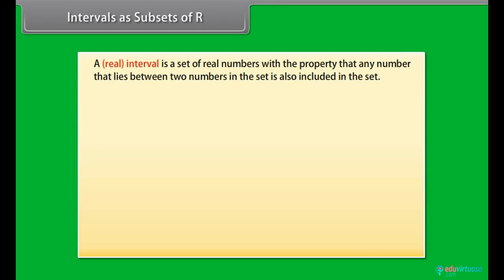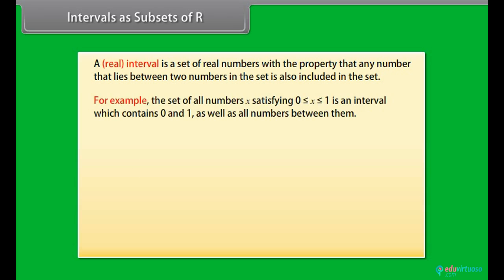Intervals as subsets of R. A real interval is a set of real numbers with the property that any number that lies between two numbers in the set is also included in the set. For example, the set of all numbers x satisfying 0 ≤ x ≤ 1 is an interval which contains 0 and 1, as well as all numbers between them.